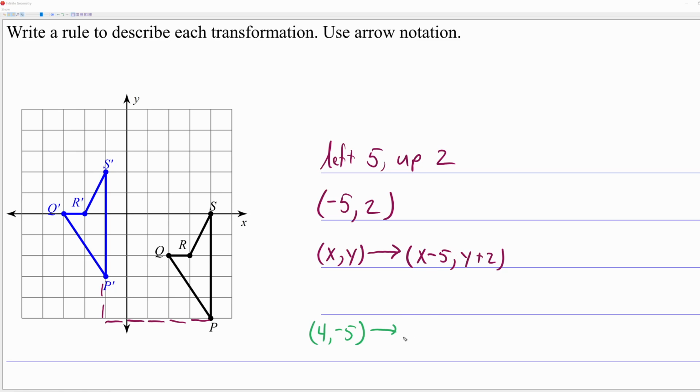And let's do what this says. Okay, 4 minus 5 is -1. -5 plus 2 is -3. Well, where's (-1, -3)? -1, 1, 2, 3. Oh, that's here. That's P prime. So this arrow notation is useful when you're doing algebra. So anyway, those are the three ways that you can write transformations: in words, using an ordered pair, or using arrow notation in a bit of algebra. Anyway, hope that helped. That's how you deal with translations.